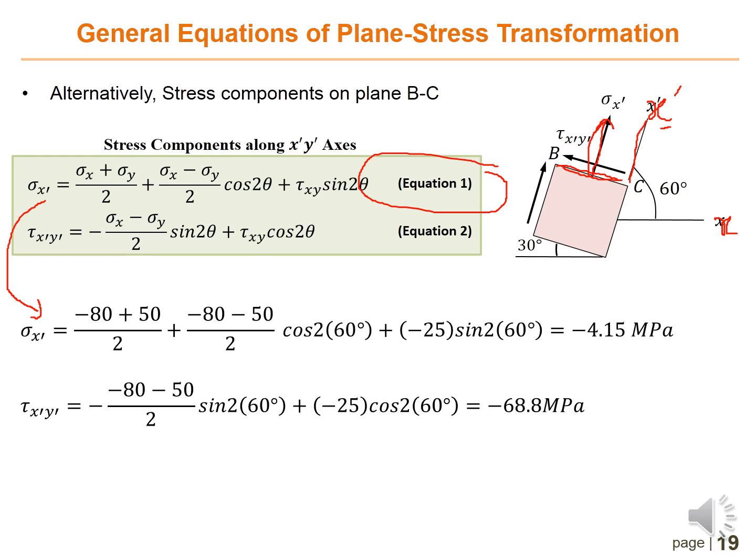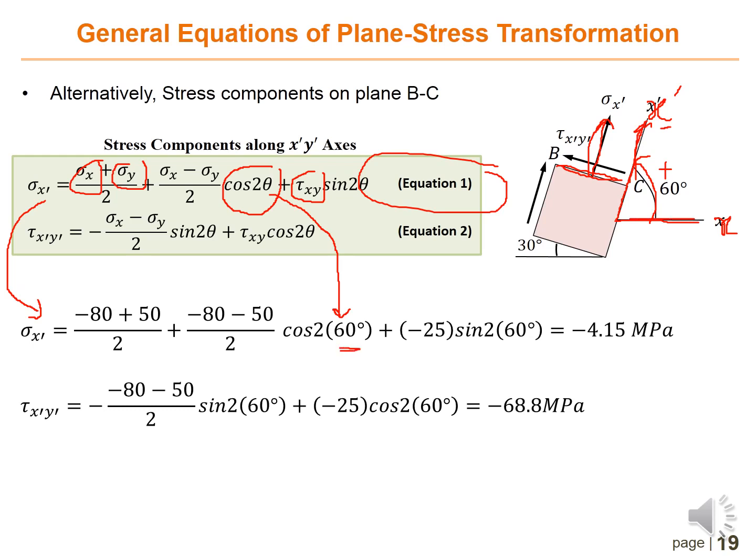Now just substitute the values of sigma x, sigma y, and tau xy, and for theta you substitute 60 degrees. Why 60 degrees? Because the angle from the original x-axis to the new x prime axis is rotated anti-clockwise. When it is rotated anti-clockwise, the sign convention for the angle is positive. So now this is the angle, 60 degrees.